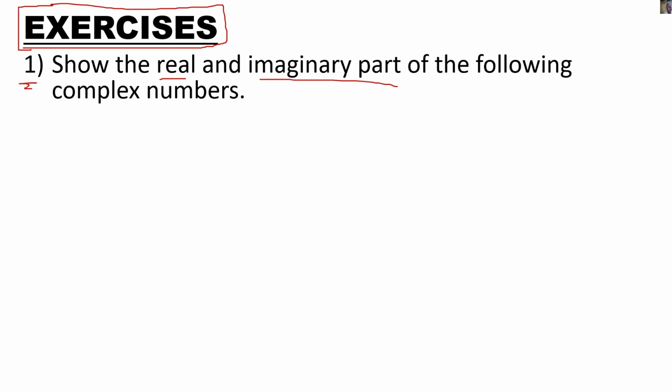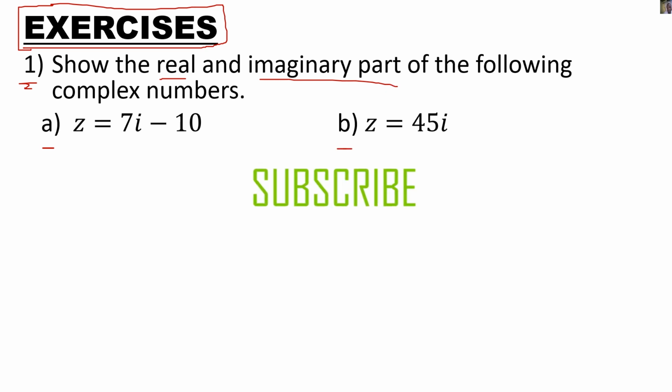We have exercises. First one, show the real and imaginary part of the following complex numbers. Here we have the complex numbers. You are required to identify the real part and imaginary part. Here we have z equals 7i minus 10 and b equals 45i.